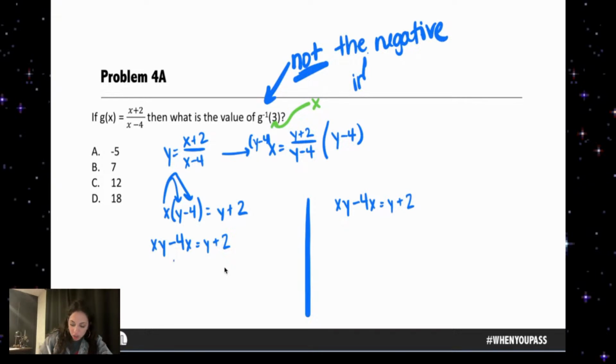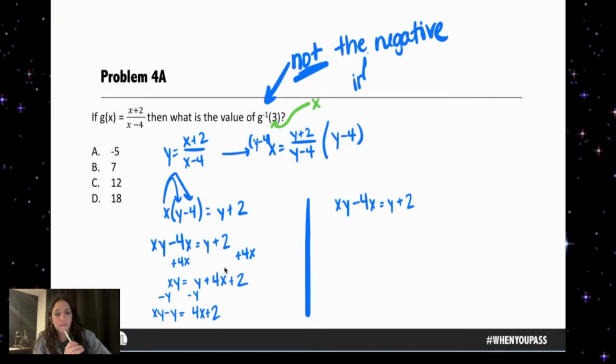So I'm going to add 4x to both sides, because whatever you do to one side, you can do to the other. So I have xy equals y plus 4x plus 2. I just like my x before my 2. It's a preference thing. Now I'm going to subtract y from both sides. I cannot do xy minus y equals x. These are variables, and so I cannot add and subtract unlike terms. So I have xy minus y equals 4x plus 2.